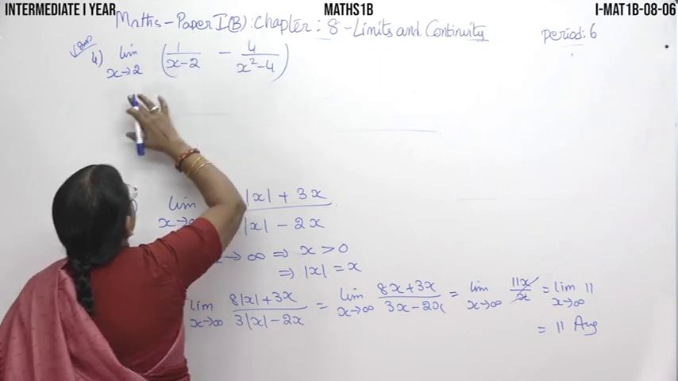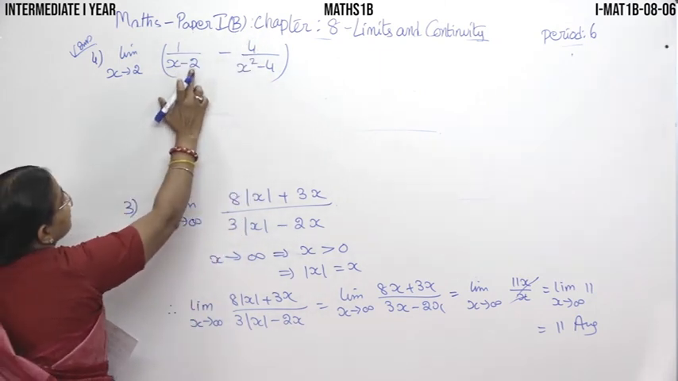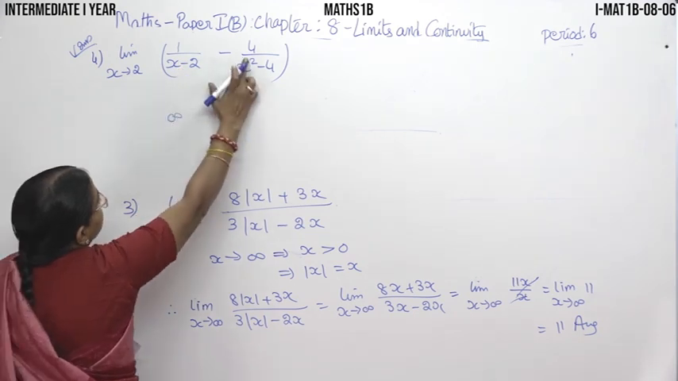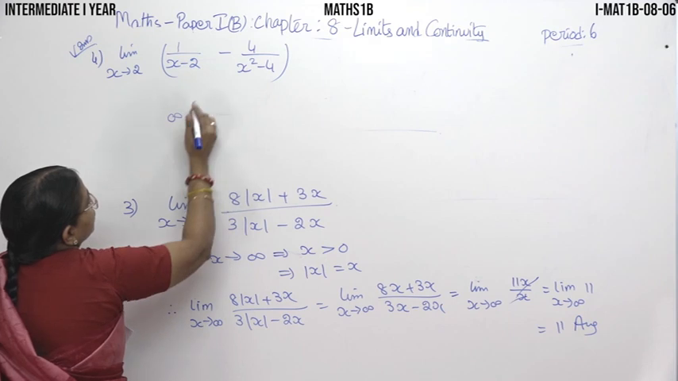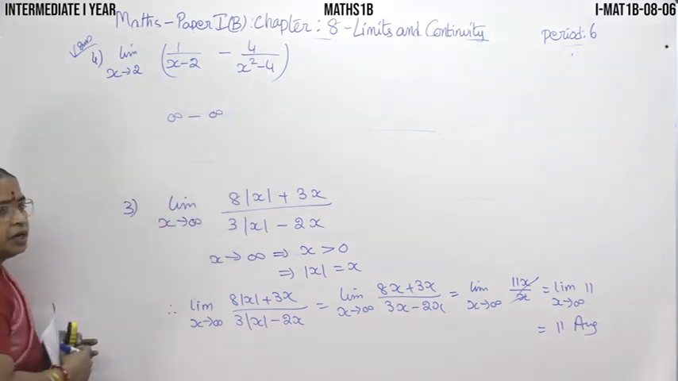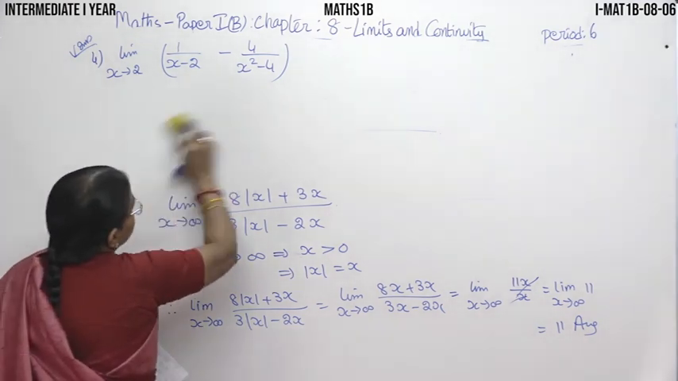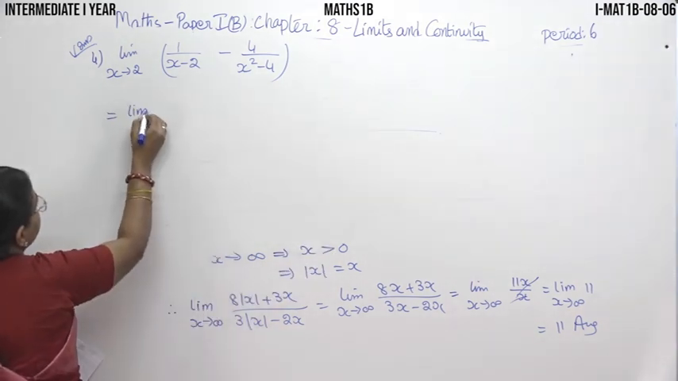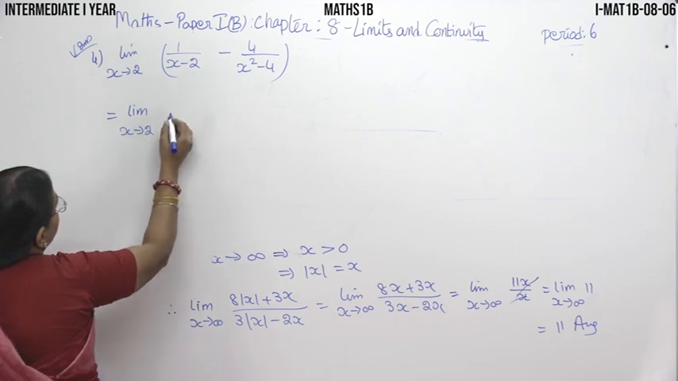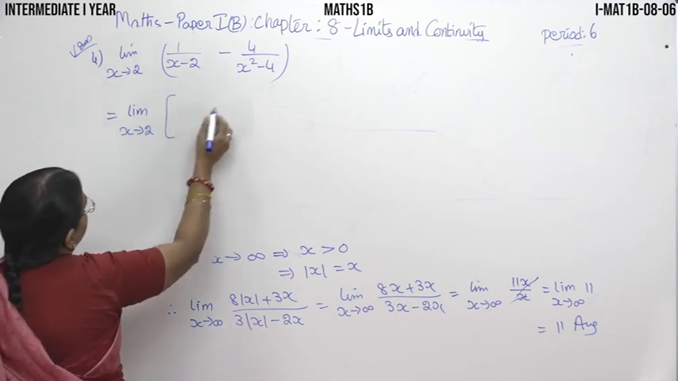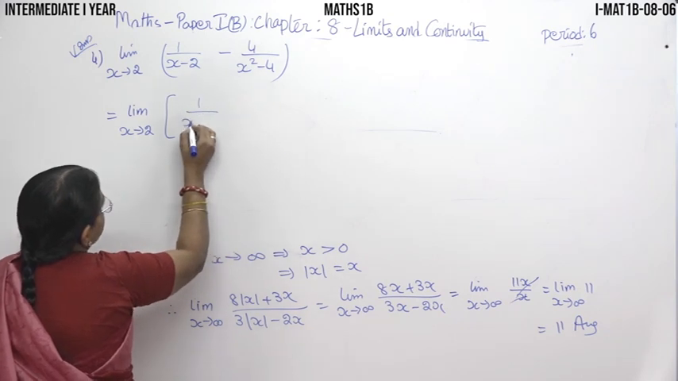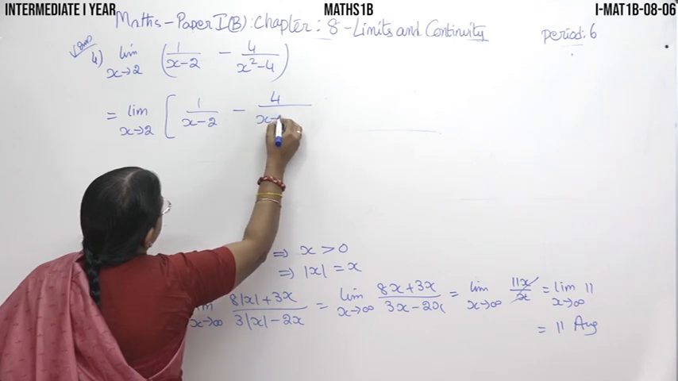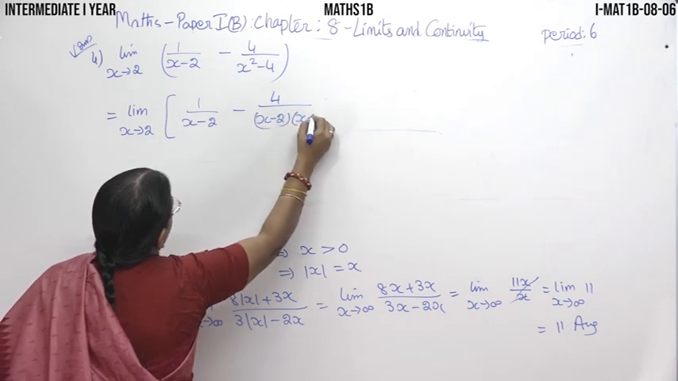Now when you substitute 2 here, what happens? This is 2 minus 2, 0. 1 by 0 is infinity. And here also it is 0, 4 by 0. Infinity minus infinity. Indeterminate form. So what is to be done here? You must simplify the function. So limit x tending to 2 of, we'll take LCM and all. Here you have 1 by x minus 2 and here you have x square minus 4, which we write as x minus 2 into x plus 2.